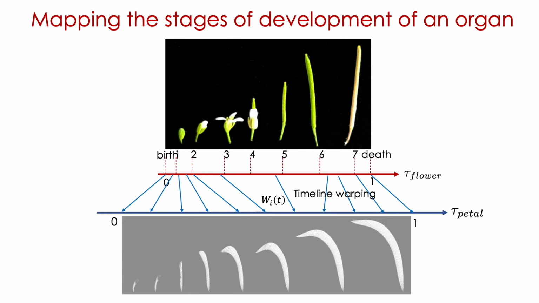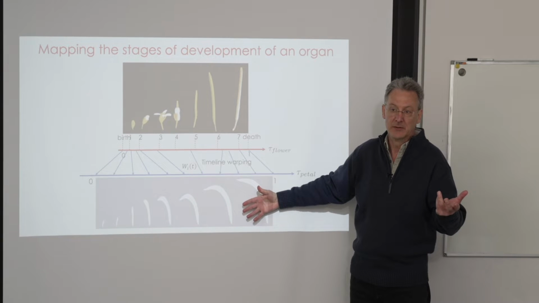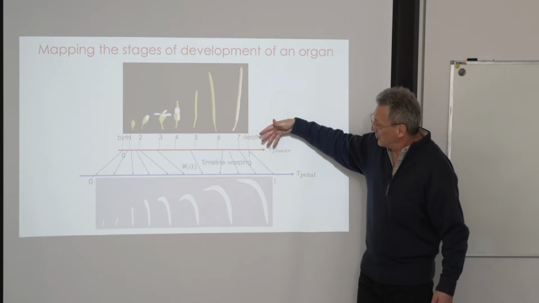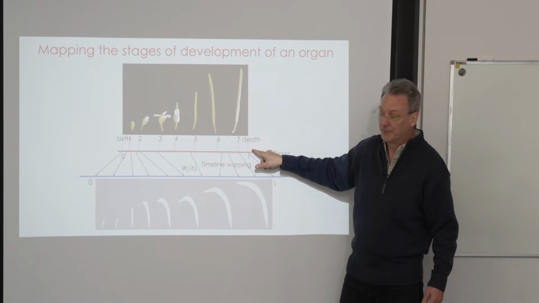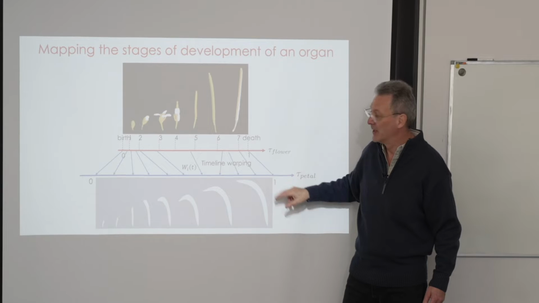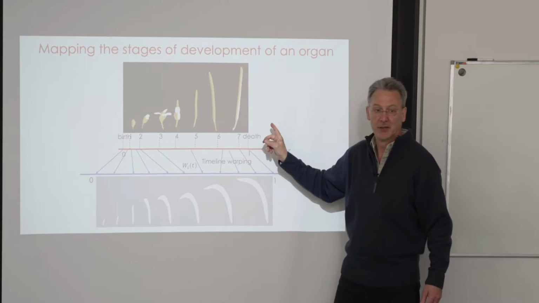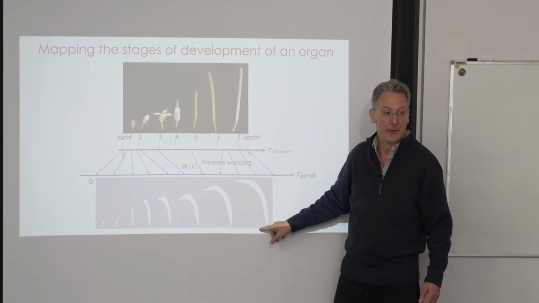So what I would like ideally to do is to put in correspondence this model of the development of the flower with this model of the development of a petal, for each petal and potentially for each flower. So what I'm going to do is to distort the temporal view of the flower in order to map it to the temporal view of the petal. I call this a timeline warping, because this is the timeline of the development of the flower, and this is the timeline of the development of the petal.